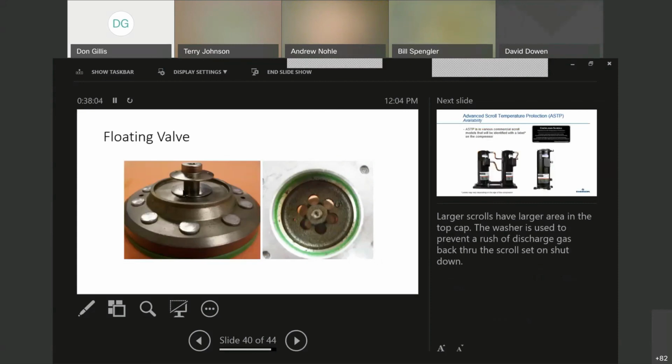This just shows you another type of a check valve, if you will. This is referred to as the floating valve, and basically it's like a flat washer, if you will. When the gas starts to come back, this is that floating seal, by the way. This check valve comes down. It covers up these holes here in the floating seal and blocks off any opportunity for re-expansion gas back in the scroll set.